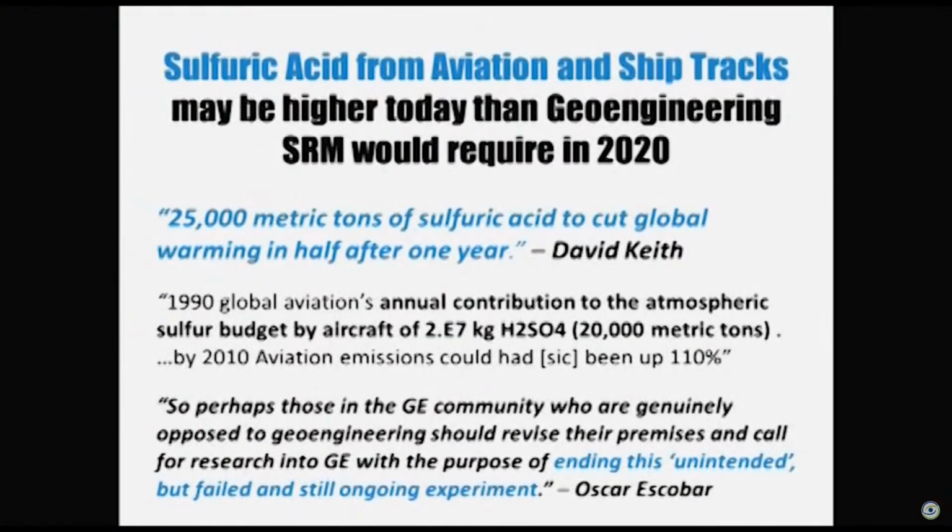So David Keith said that if we were going to geoengineer the planet, we need 25,000 metric tons of sulfuric acid in the sky to do it. Forget about acid rain. I learned about that in high school. They don't talk about it anymore. Banned terminology, don't say acid rain. But that's what they want to do. So this guy, Oscar Escobar, he did a little bit of math and he said, well, they're already putting 20,000 metric tons of sulfuric acid up there in 1990. And the last estimate, by 2010, it should have been up 110%. We're well over that. So he's saying, why don't we end this unintended but failed and still ongoing experiment? And I fully agree with him because we are putting insane amounts of sulfuric acid up there.